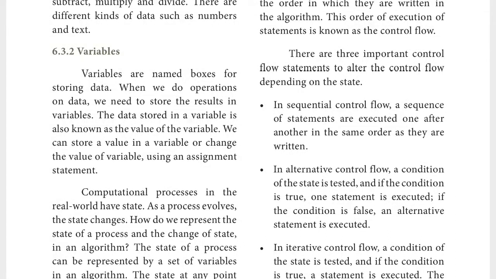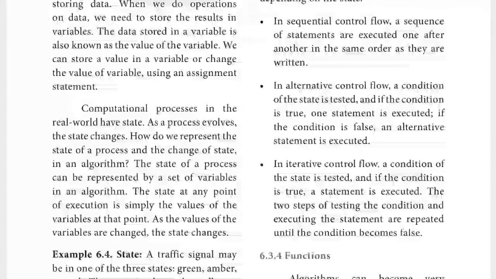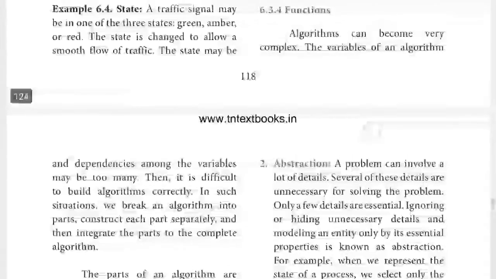Alternative control flow means it will test a condition. If the condition is true, then some part of the program will be executed. If the condition is false, then that part of the program will be skipped. Iteration means a certain part of the program will be executed again and again till the condition becomes false. When the condition becomes false, it will skip that part and move on to the next one. So this is control flow.